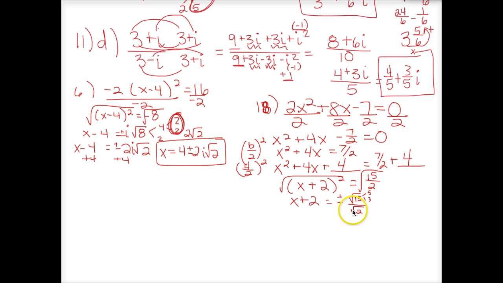I'm not done on the right side because I need to rationalize. I'm not allowed to leave a radical in the denominator of my fraction. So that gives me on the right side plus and minus radical 30 over radical 2 times radical 2 is a plain 2. So now my final step is just to subtract 2 from both sides. So that gives me x equals negative 2 plus or minus radical 30 over 2. So there's my completing the square.